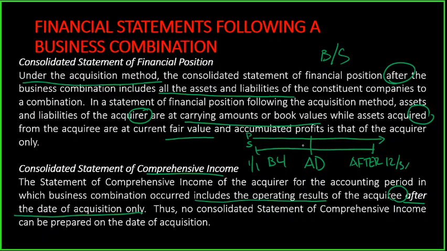So, kasama lahat yan. But how much of the results of operation of the subsidiary, or the acquiree, will be included in the consolidated income statement? It will only be the results of operation after the acquisition date. Yun lang yung idadagdag natin. So, net income of the parent from that point to that point and net income of the acquiree from this point to this point. Well, it makes sense naman.